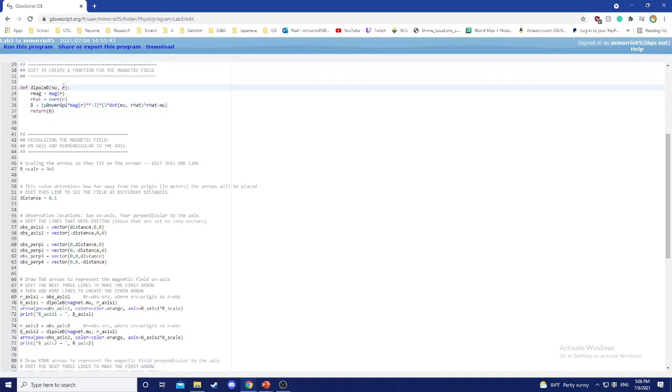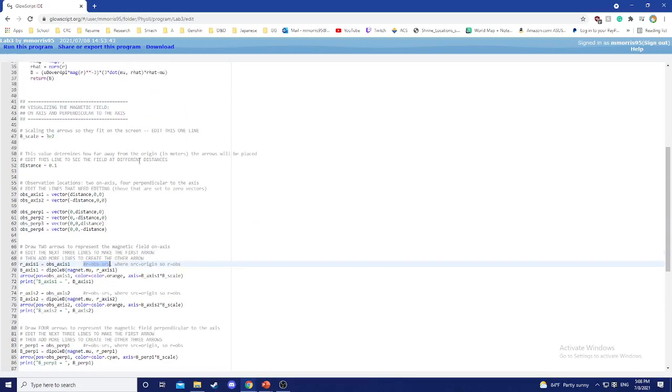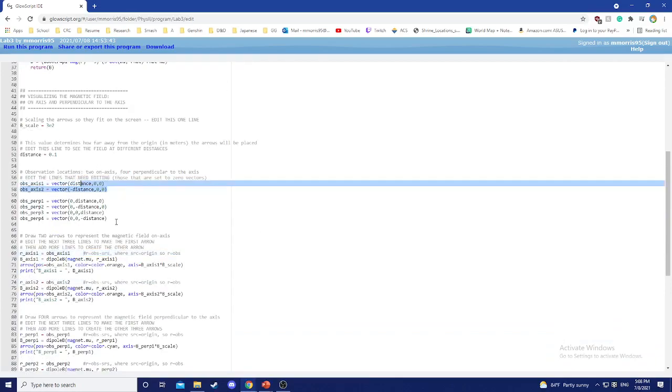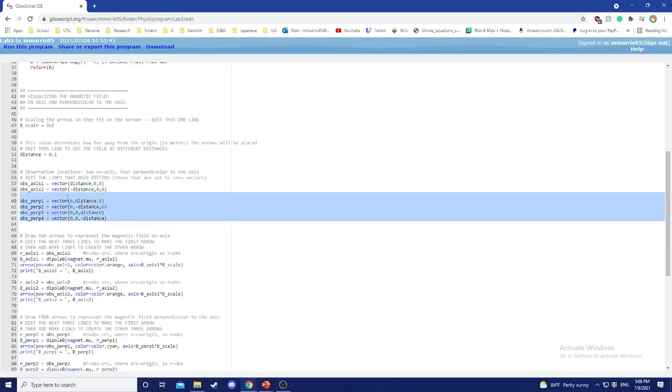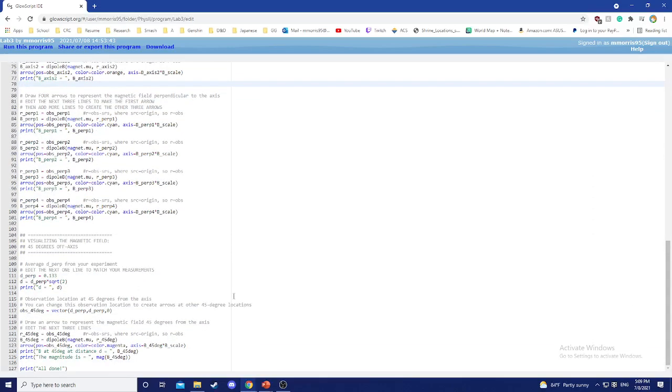Here it's important to note what our R is. So R is usually calculated by observed minus source. Here our source is at the origin, so that's why R is actually just going to be our observed positions, where I have 2 observed positions on axis and 2 perpendicular to fully encapsulate the visualization of the magnetic field. I'll have a 7th arrow as well for the 45 degree off axis.